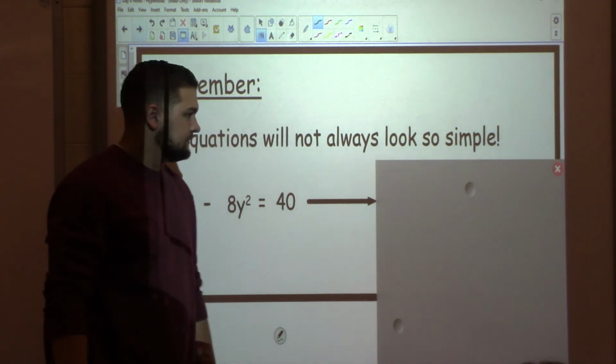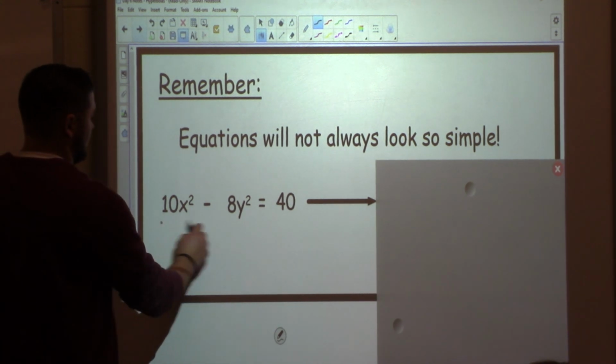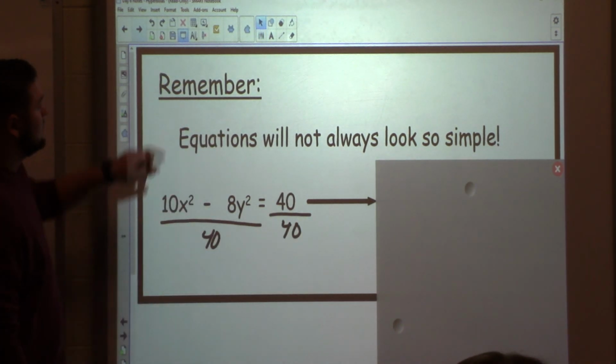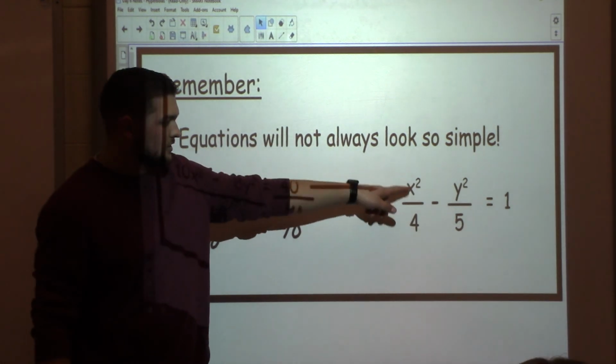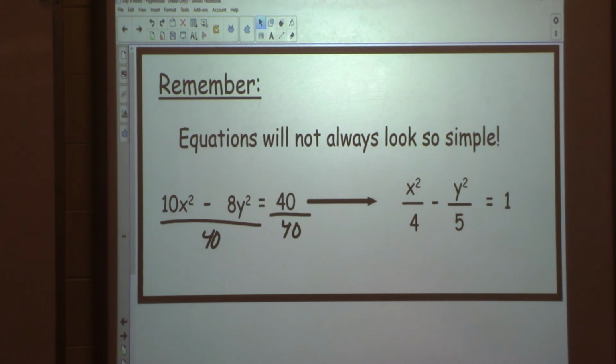Last one for today. Equations will not always look so simple. If I ask you to graph this, hey, pay attention, because we don't like this on the homework. If I ask you to graph that, can you graph it in its current state? No. Why not? It's not equal to 1. How can I make it equal to 1? Divide by 40. Once I divide by 40, it should reduce to 1 over 4 and 1 over 5. And now I can go ahead and graph it if I so choose. All right?